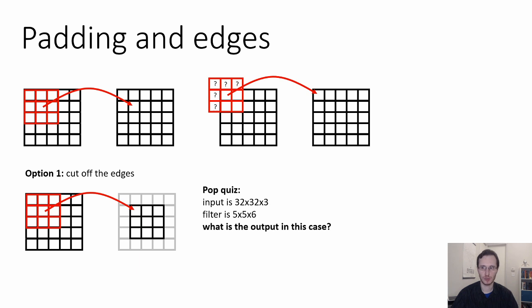So if your input is 32 by 32 by 3, and your filter is 5 by 5 by 6, what is going to be the output in this case? Take a moment to think through this.